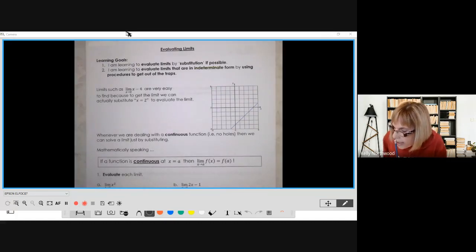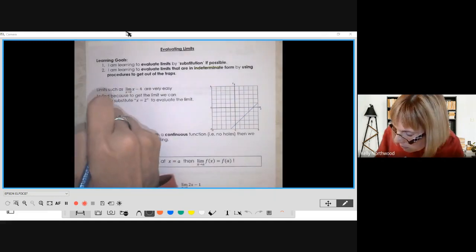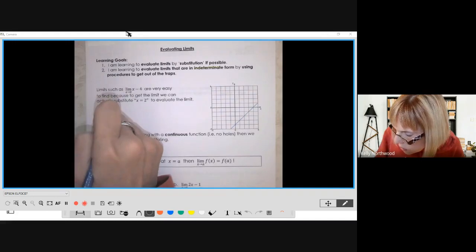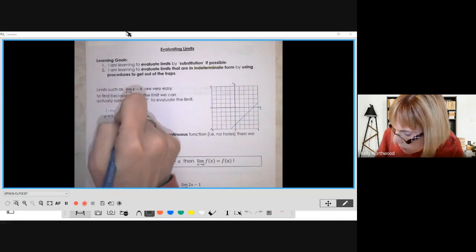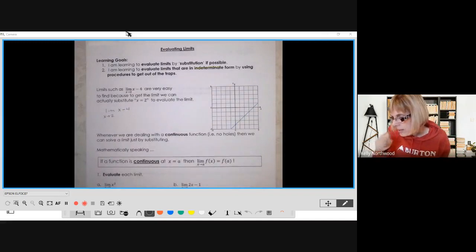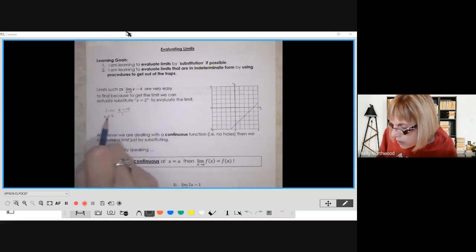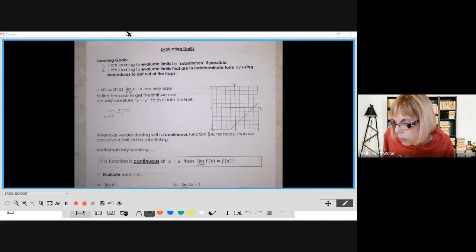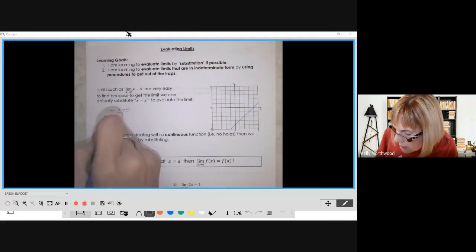Okay, so limits such as the limit as x approaches 2 of x minus 4 are really easy to find because to get the limit, you can just actually substitute x equals 2 to evaluate the limit. So you can see that in this case, the denominator is at 1. So allowing x to approach 2 doesn't blow up the denominator to 0. Nothing happens. So we can just let x approach 2.